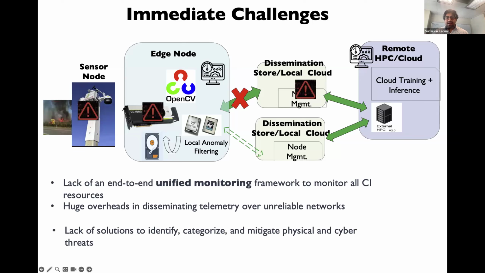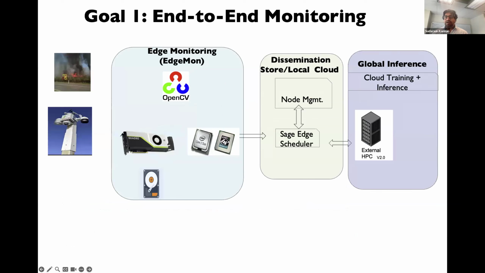And the last thing is that there is even a lack of solutions to identify, categorize, and mitigate some of these threats, all of which contribute to the overall detection of wildfires and so on. So we started with the first goal of building this end-to-end monitoring, which we call Hazard Mon.